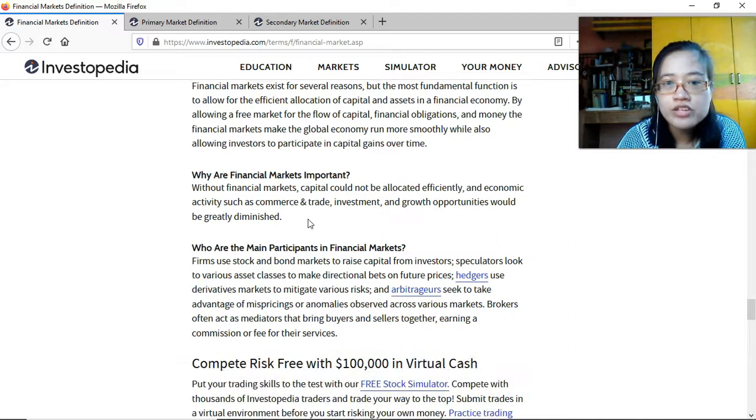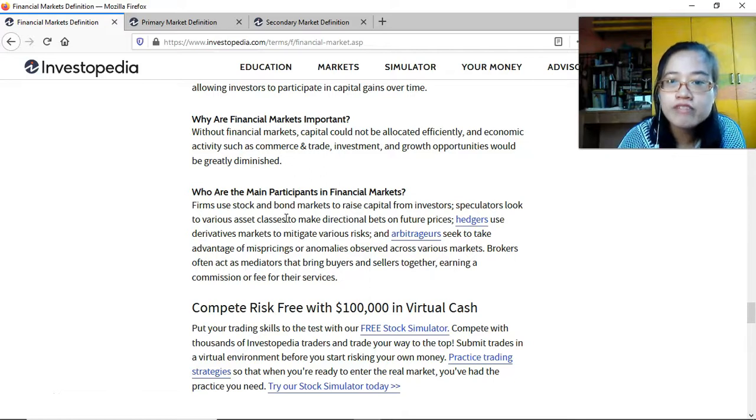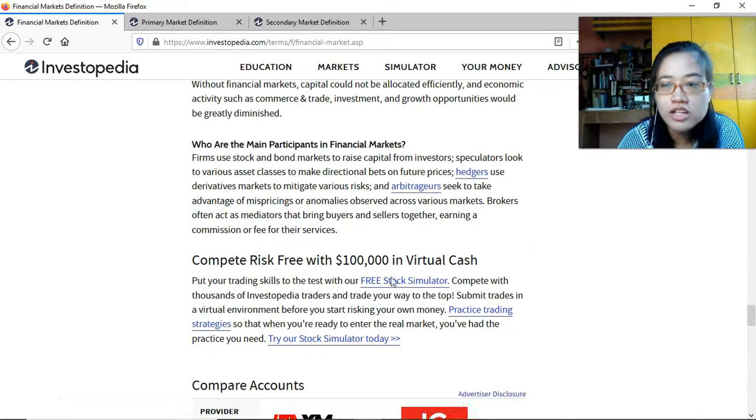Okay. Why are financial markets important? Without them, capital could not be allocated efficiently, and economic activities such as commerce and trade, investment, and growth opportunities would be greatly diminished. Who are the main participants? So we have investors, the capital comes from them, and then we have speculators who look to various asset classes to make their rational bets on future prices. We have hedgers, who use derivatives markets to mitigate various risks, and arbitrageurs who seek to take advantage of mispricings and anomalies observed across various markets. Brokers often act as mediators that bring buyers and sellers together, earning a commission or fee for their services.